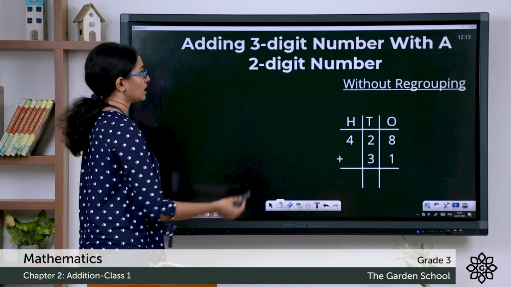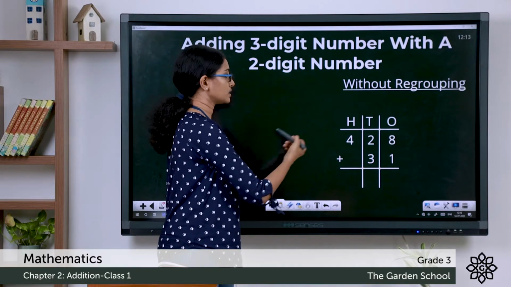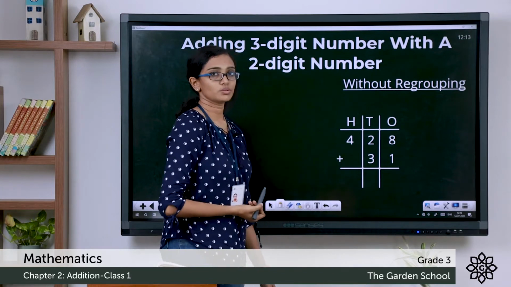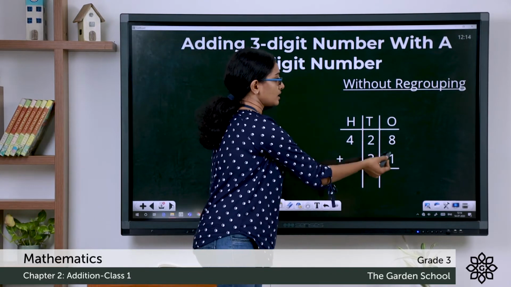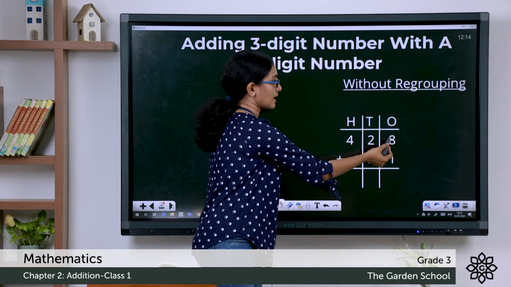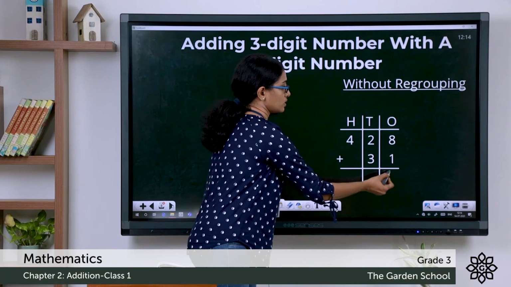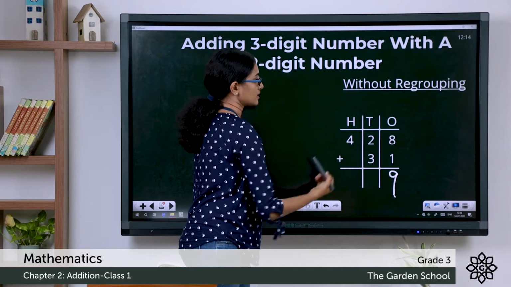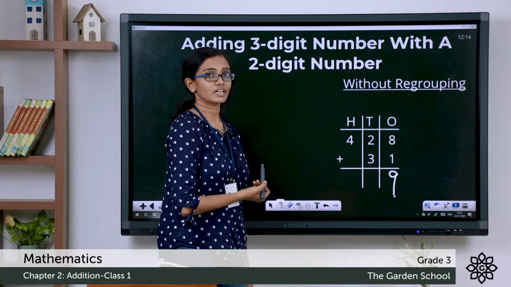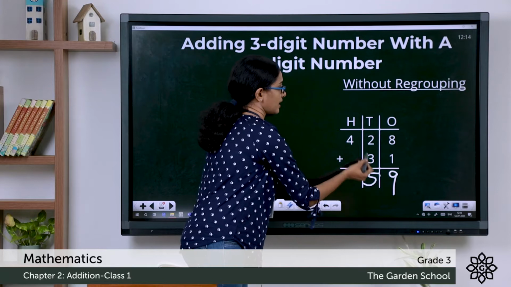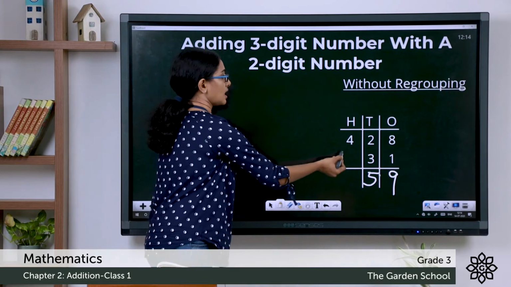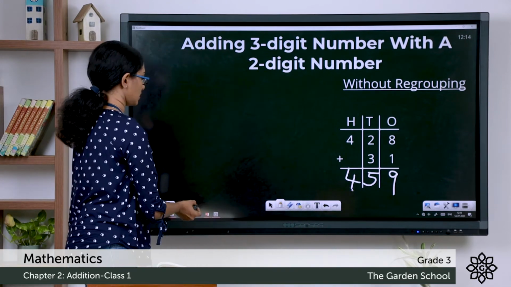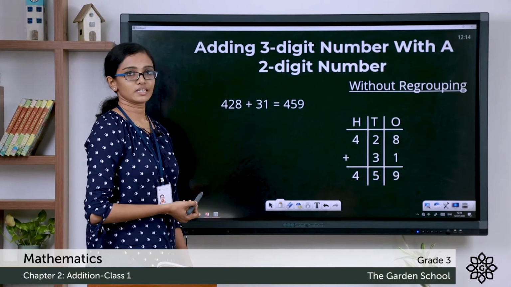Now, let's see the same process with a 2-digit number. Here you have a 3-digit number 428 and a 2-digit number 31. So again, we start adding the ones first. So 8 ones plus 1 one give you 9 ones. Then in the tens place you have 2 tens and 3 tens. So 2 tens plus 3 tens give you 5 tens and there is no digit in the hundreds place in the second number. So let's bring this 4 down. So the answer is 459.